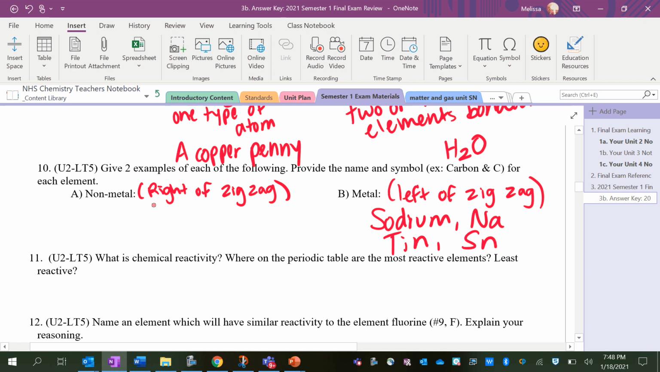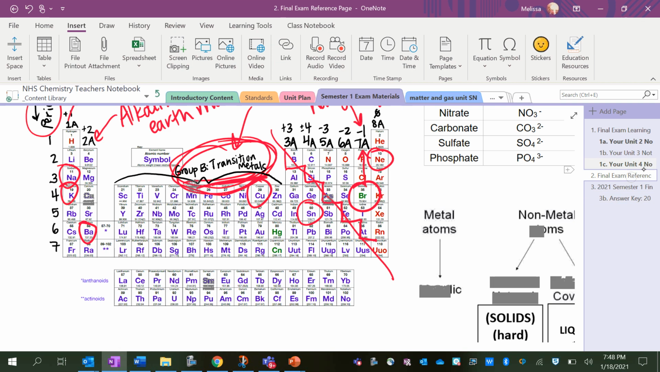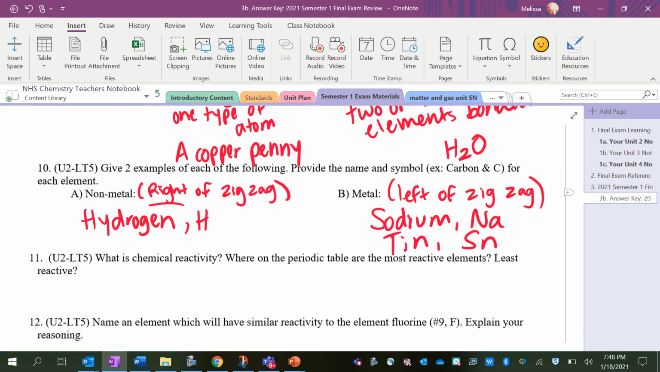And then let's pick some nonmetals. I'm actually going to pick one that's not right of the zigzag, just to be difficult and to choose the exception. Hydrogen is the only nonmetal that's to the left of the zigzag. And then let's pick one more nonmetal. How about carbon? It's to the right of the zigzag. So it is a nonmetal.